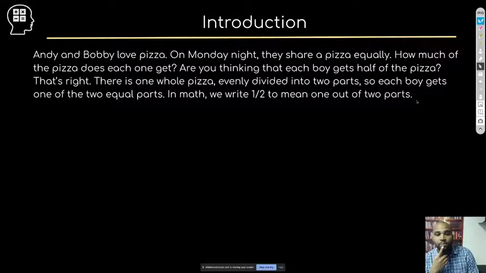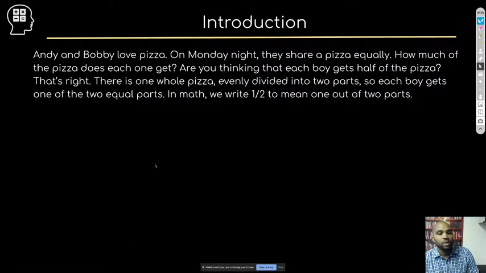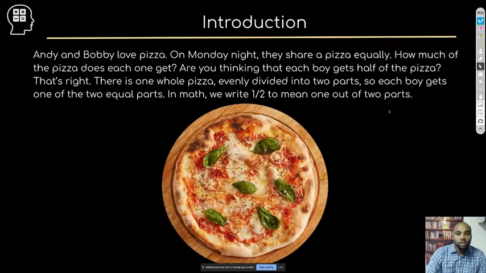Andy and Bobby love pizza on Monday night. They share a pizza equally. How much of the pizza does each one get? Are you thinking that each boy gets half a pizza? If you are, you're correct because they got two people. So there's one whole pizza evenly divided into two parts. So each boy gets one of two equal parts.